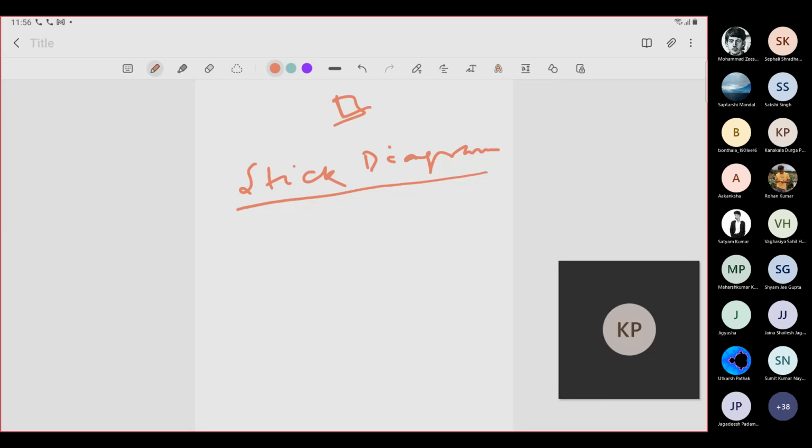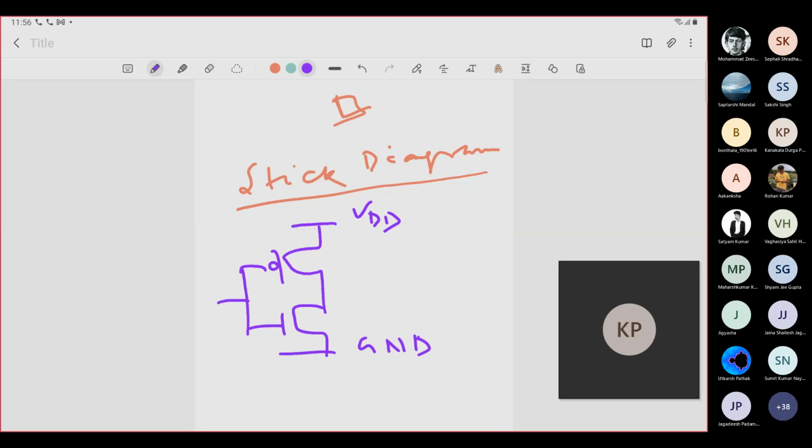Say, for example, you go with the CMOS inverter circuit, with VDD and ground, and I'm drawing it. You will get your PMOS and your NMOS. This is your input, say A, and this is your output, say Y. So this is the circuit. Before going to the layout, we will have our stick diagram for it.